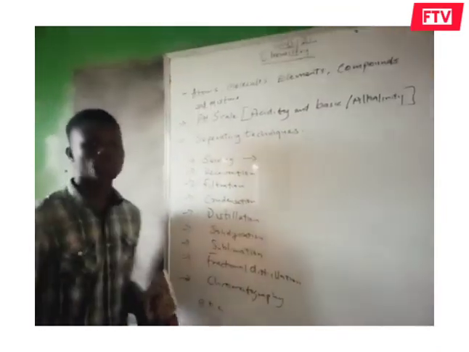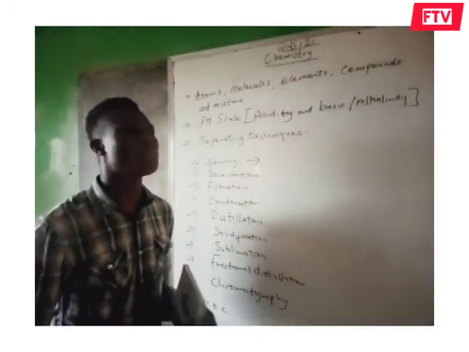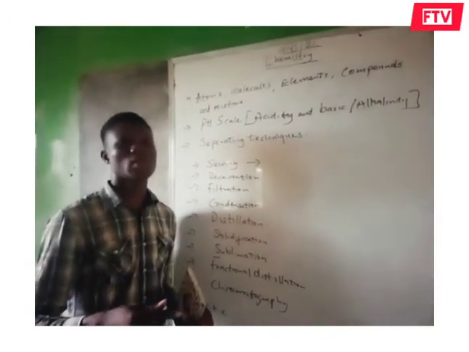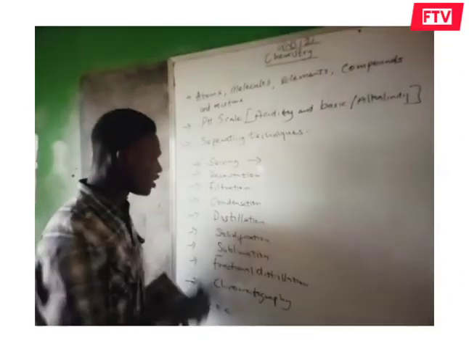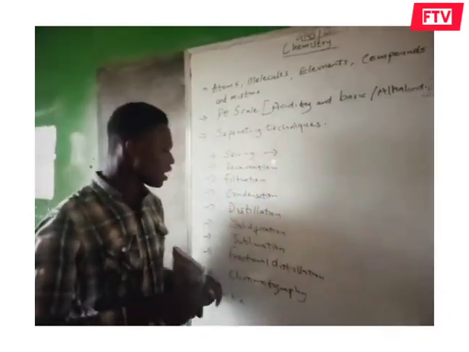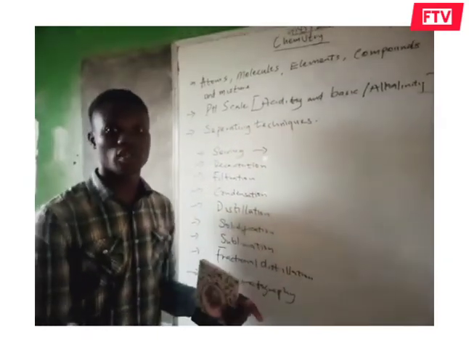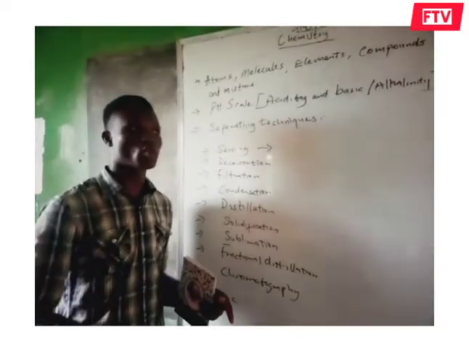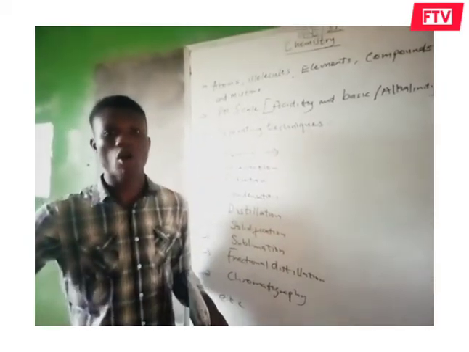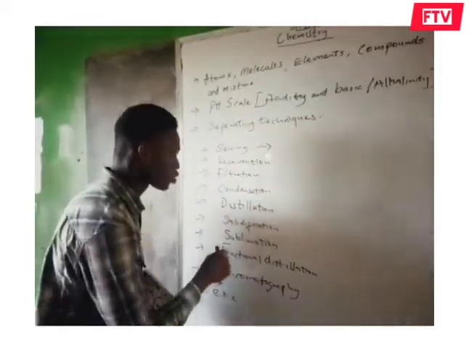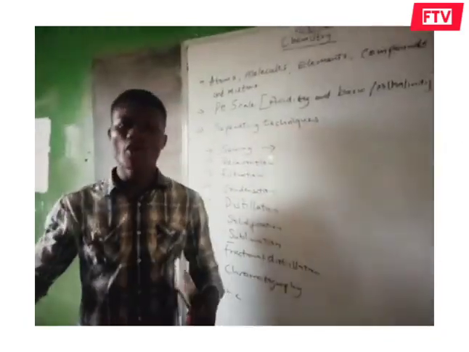Now, distillation. Distillation is just a part segment of fractional distillation, and it is used to separate miscible liquids with the same boiling point. While solidification is the turning of liquid to solid. That is your water. When you put your water inside the refrigerator for a long period of time, it will turn from liquid to solid, or from solid to liquid.